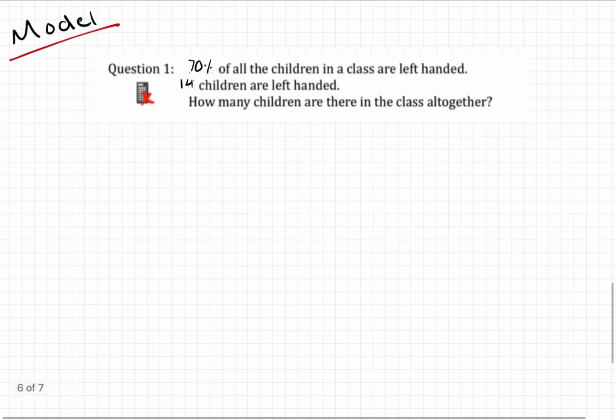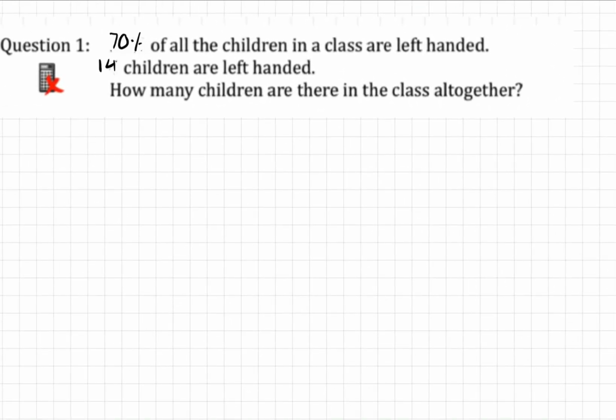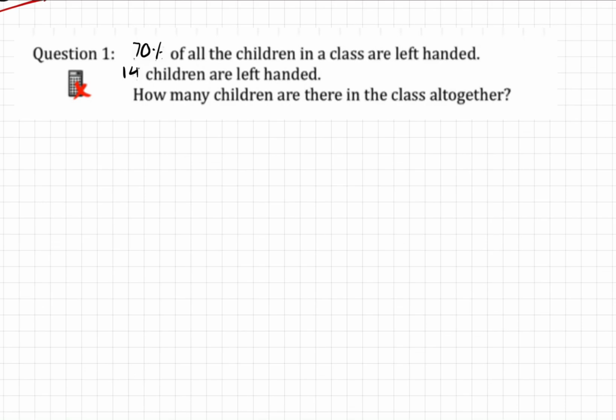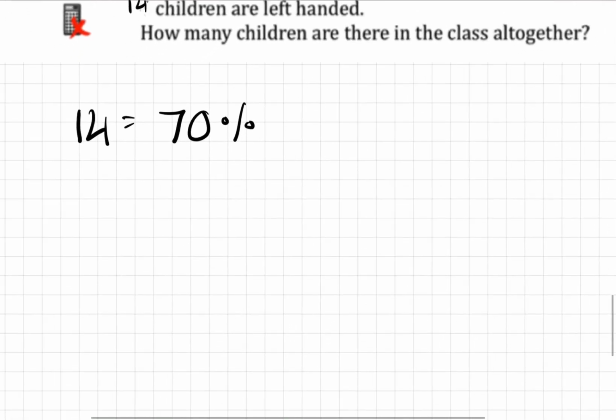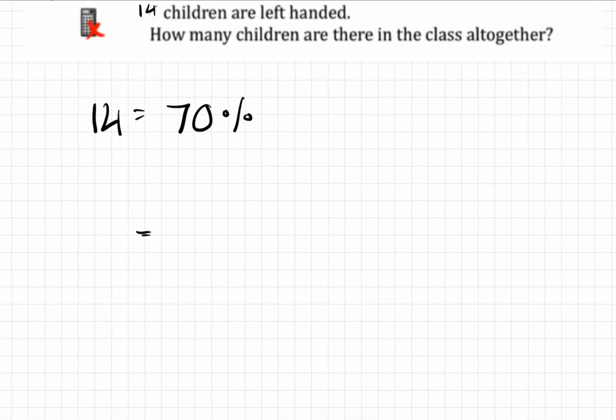Okay. Right, one more model. 70% of all children in the class are left-handed. 14 children are left-handed. So we know straight away 14 equals 70%. How many are there in the class altogether? Well, the total class is 100%. That's our goal. What I can do quite nicely, I can divide this by 7. You could divide it by 70, but 7 is a bit of a nicer number to work with. And that gets us 10%.